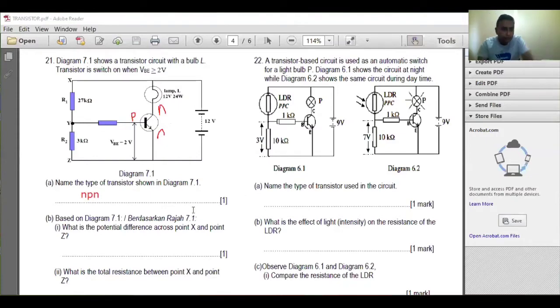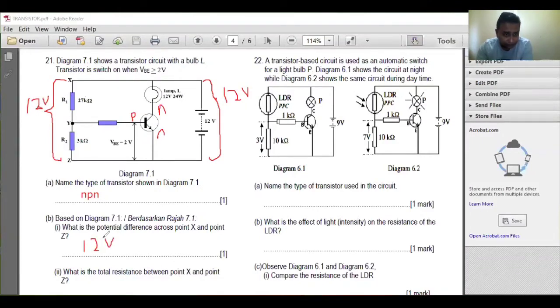Next, B. Based on diagram 7.1, what is the potential difference across point X and point Z? That means from here up to here. See, X to Z is parallel to the battery. So the voltage of the battery is 12 volt, which means from X to Z also will be 12 volt, because they are parallel.